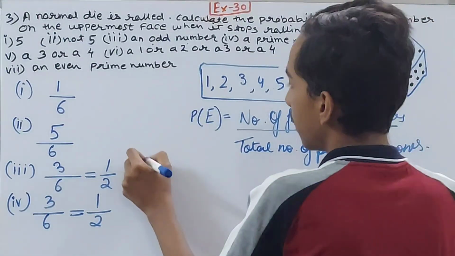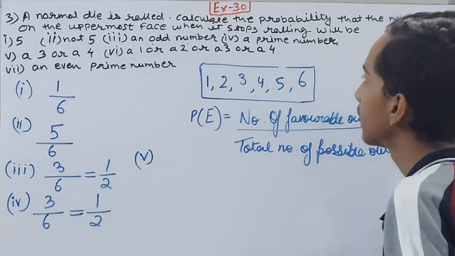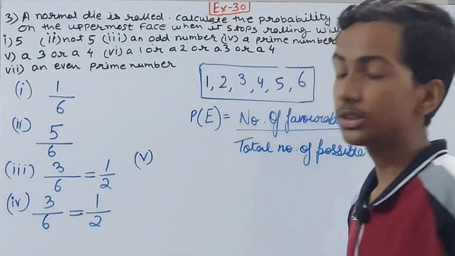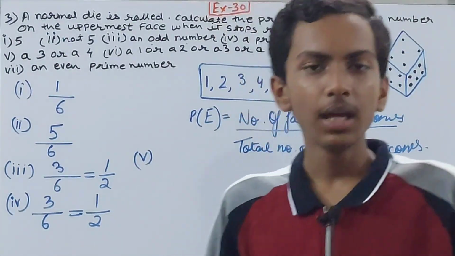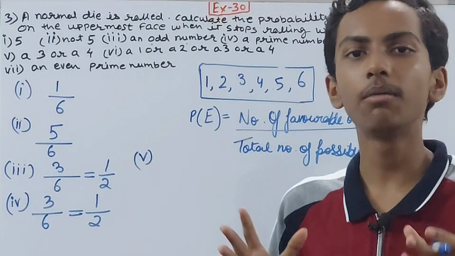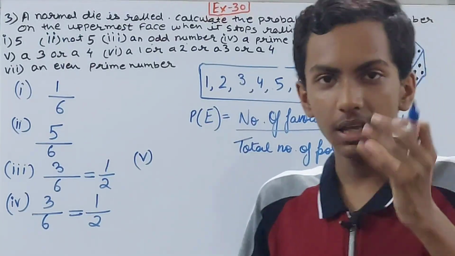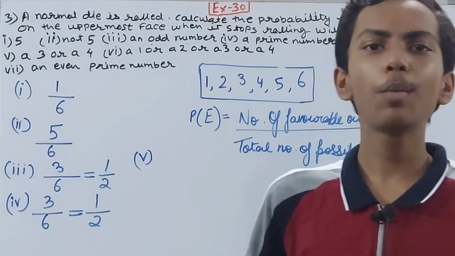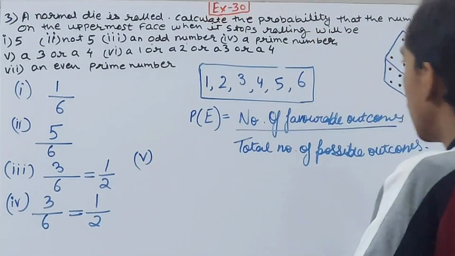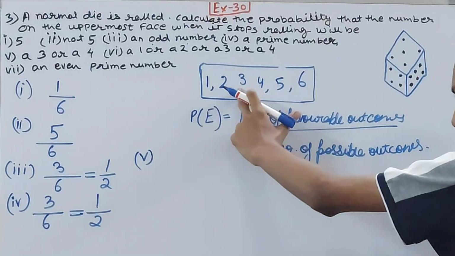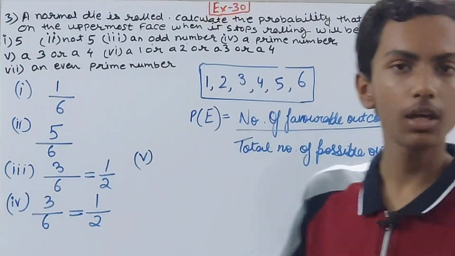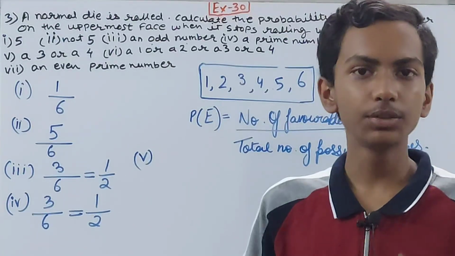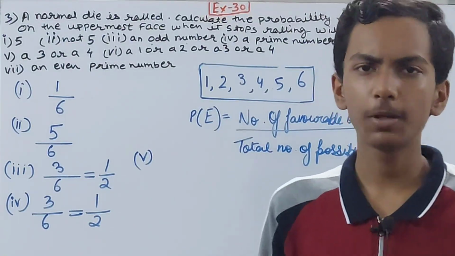Then we have in the 5th part, see here, a 3 or a 4. What is the chance of getting a 3 or a 4, right? So it's also very simple. Here they have combined 2 events, the event of getting a 3 and the event of getting a 4. It is combined, so the probability will increase as well. See, out of 6 numbers, one number is 3 and another number is 4. Total 2 numbers, so as many numbers, that many favorable outcomes. So 2 numbers, 2 favorable outcomes, right?